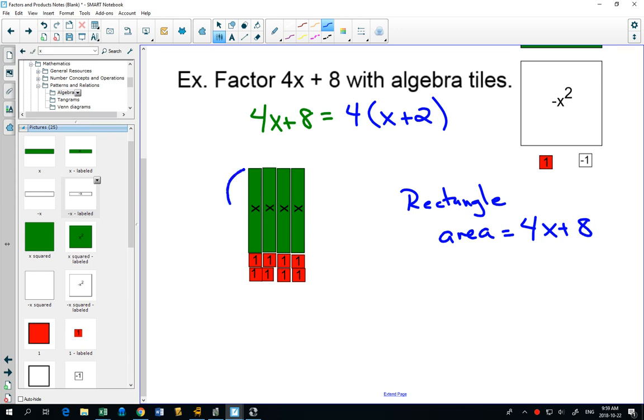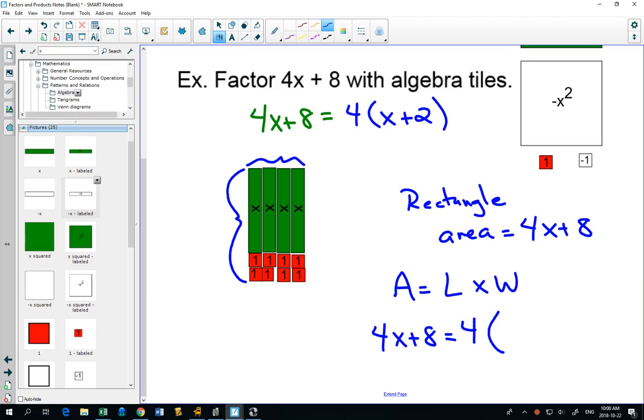How long is this side, and how long is this side? Because what do we know about area? Area is equal to length times width. So our area, which is 4x plus 8, is equal to, how long is this? 4. And how long is this? X plus 2.